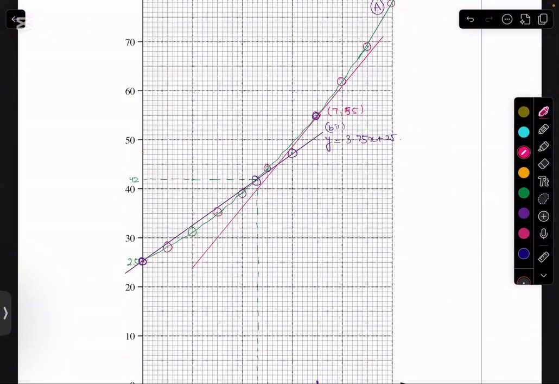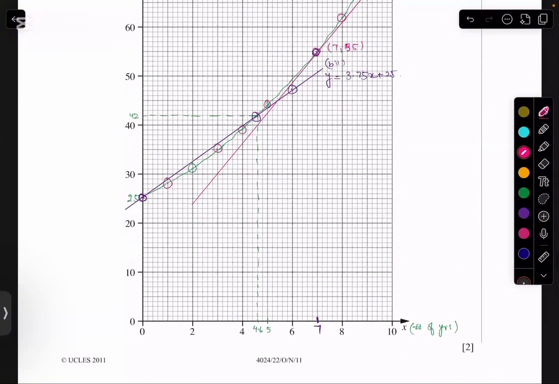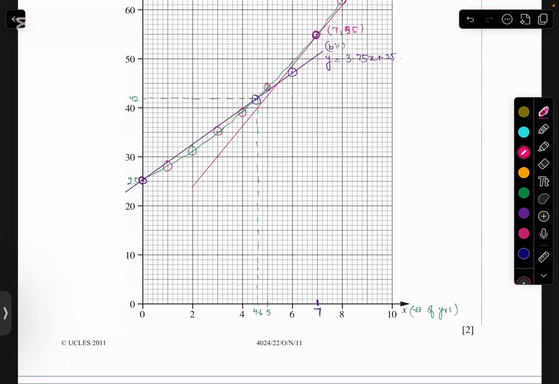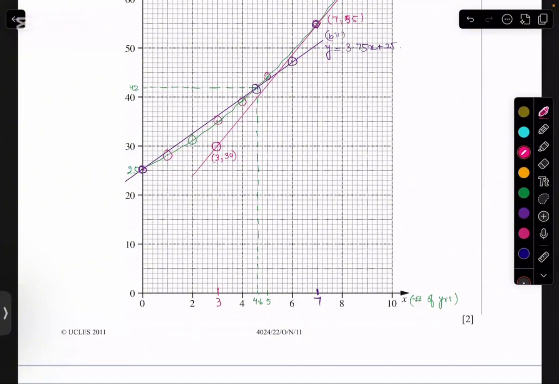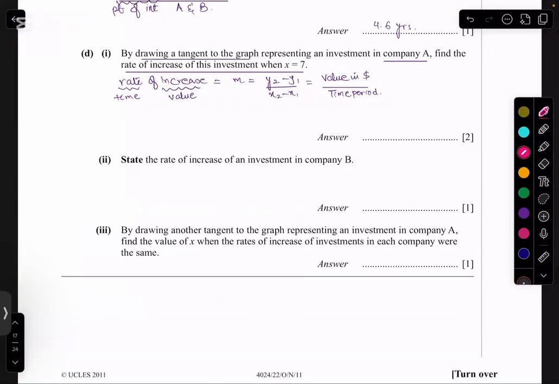Any other value which is readable to me? It's this point here which is very much readable. And this point is representing 3. It's 3 years here on the x-axis. And it's a $30 investment with respect to this tangent. So with respect to 7, 55 and 3, 30, I can get the rate over here. One point was representing 7 and 55, and the other point we marked was representing 3 and 30. So I can get the gradient value here.